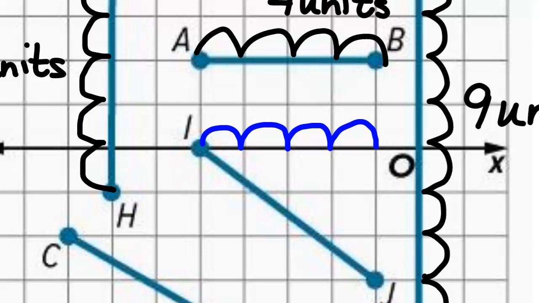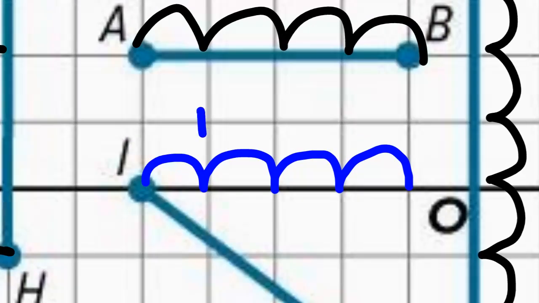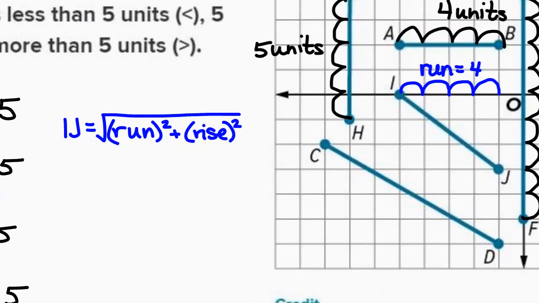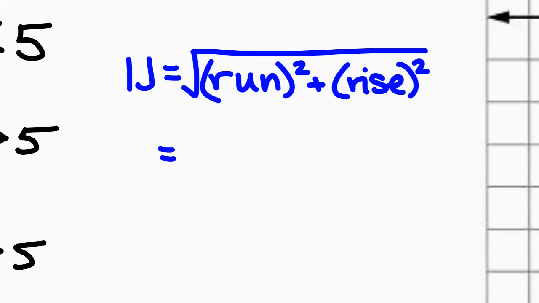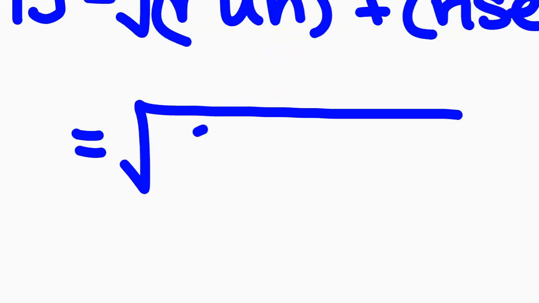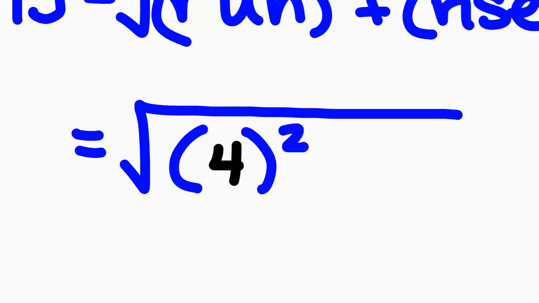Should I keep going or am I right above point J? Should I go any further, or if I stop right here, am I right above point J? Stop right here. So what is my run? Run is 4. So underneath that big long square root sign, my run is 4. So I'm going to have 4 inside parentheses, and I'm going to square it.